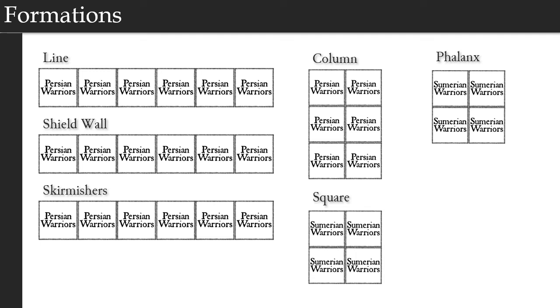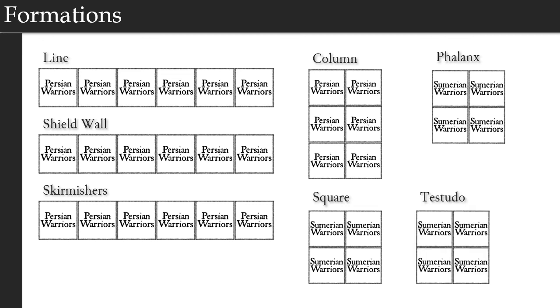And the next formation we have available is another defensive formation. This is the square. Unlike the other formations that have a defined front, rear, and flanks, the square, for game purposes, really has a front on all four sides. So you're not going to be hit in the flank. You're not going to be hit in the rear. Every side is treated as a front.